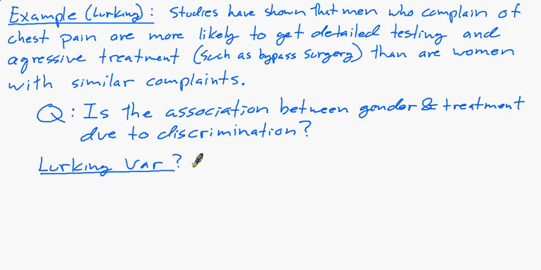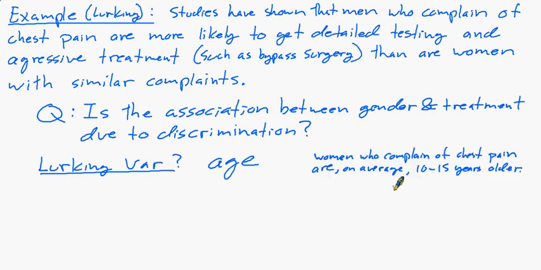Are there any lurking variables? And as it turns out, there is. If there wasn't, I wouldn't use it as an example. And it turns out to be age. Age is a lurking variable in this case. Turns out, women who complain of chest pain are on average 10 to 15 years older than men who complain of chest pain.